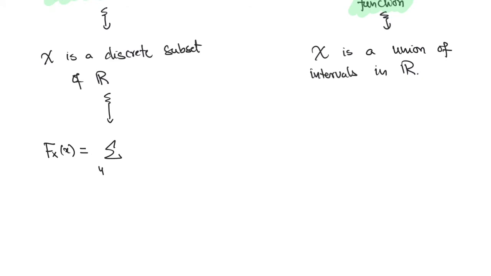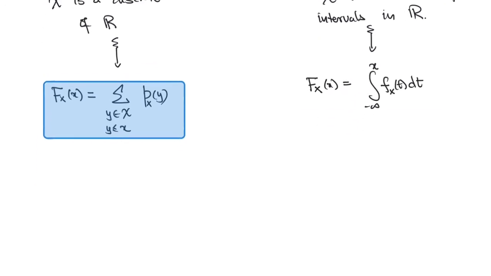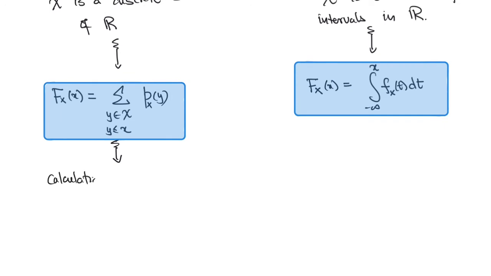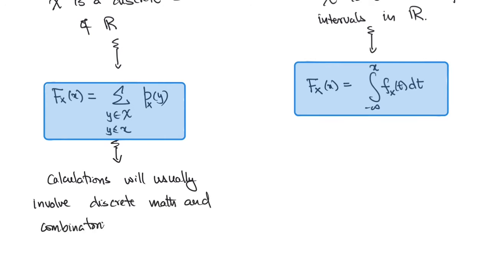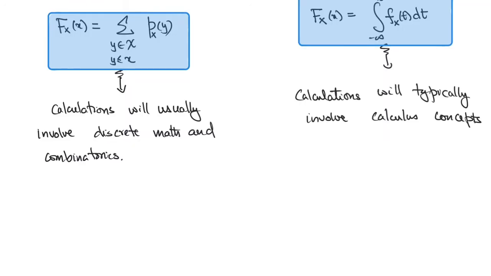The cumulative distribution function is calculated as the sum of p sub X, and in the case of continuous random variables, it is calculated as the integral from minus infinity to x. Things to note here is that when we are working with discrete random variables, calculations would involve discrete math and combinatorics. On the other hand, when we are working with continuous random variables, we will work with concepts from calculus like continuity, differentiation, and integration.